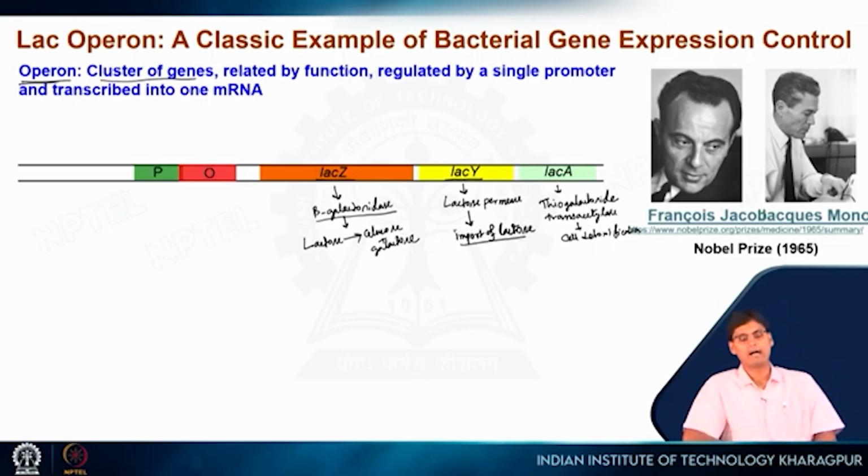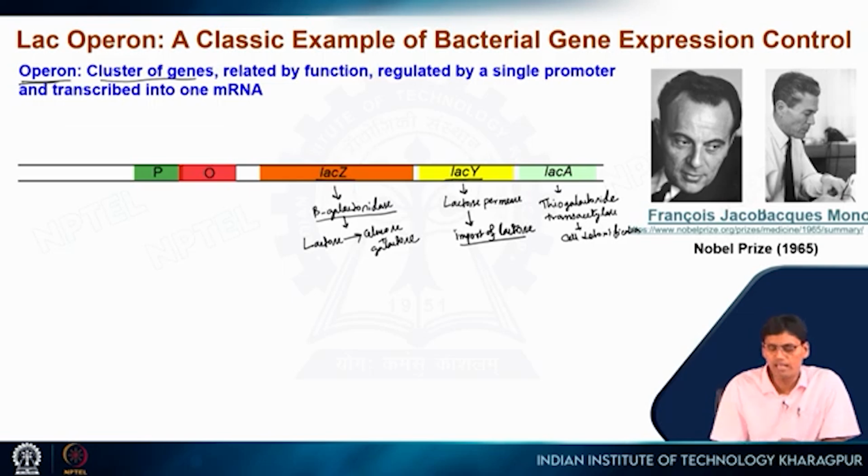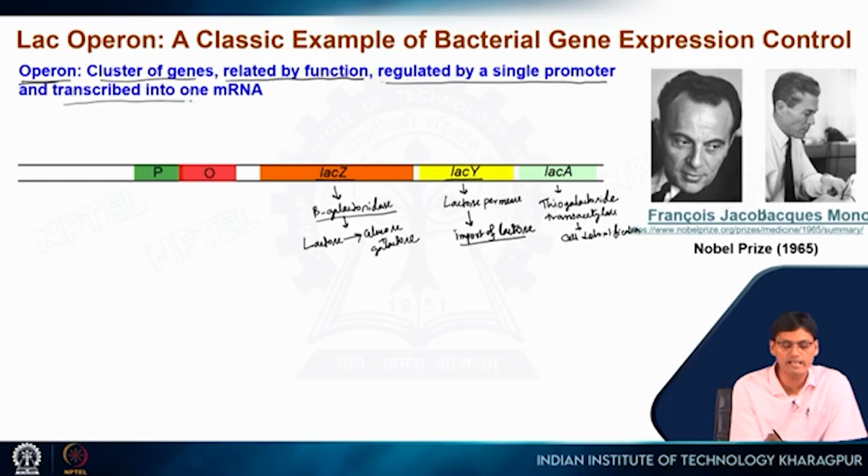So, now naturally what will happen? If this is the gene, in case of an operon, in the lac operon, all these three genes, LAC-Z, LAC-Y and LAC-A, are controlled by a single promoter, right? So, it is a cluster of genes related by function. How are they related? The products of these three genes all help in lactose metabolism. That is why they are related by function, and also regulated by a single promoter and transcribed into one mRNA.